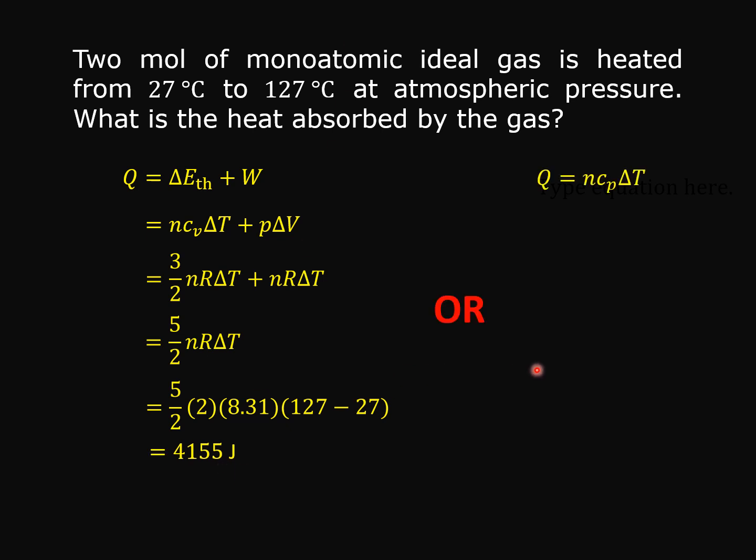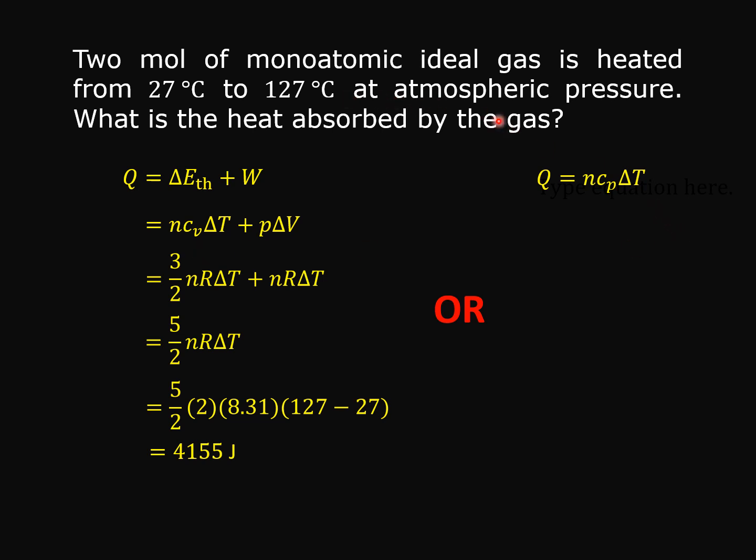We have another way to evaluate this Q. Instead of using the first law of thermodynamics, we can use the formula Q equals nCp delta T. This is the heat provided to the system when the gas is heated at constant pressure. Cp means molar specific heat at constant pressure, while Cv is the molar specific heat at constant volume.